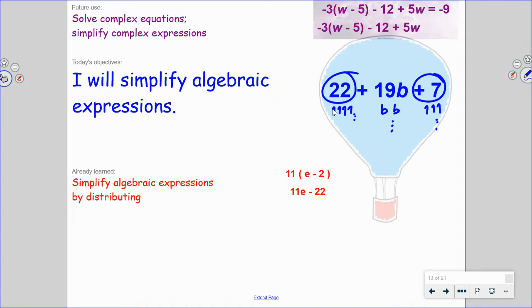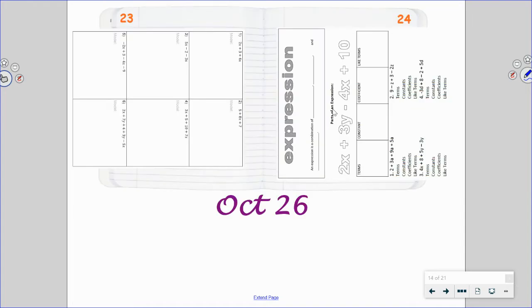Imagine, for instance, if that said 122 plus 219 B's and a 57.62. So there will be times when you don't want to draw it out, but you can still simplify these expressions. If you wish, take a ride down memory lane.